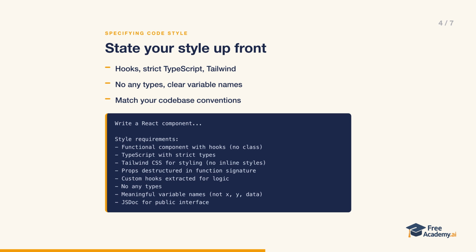These rules tell the model exactly how your codebase looks, so what comes back matches your conventions instead of some generic default. The lesson here is simple. The more clearly you describe your style, the less cleanup you do afterward, and the more the output feels like it was written by someone on your team.